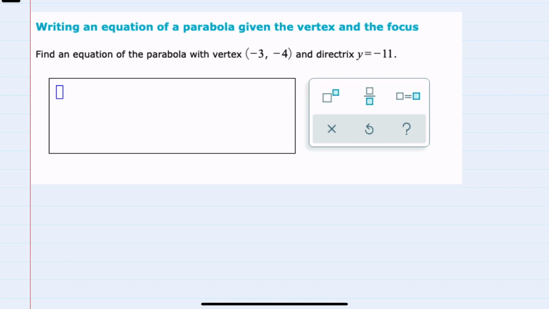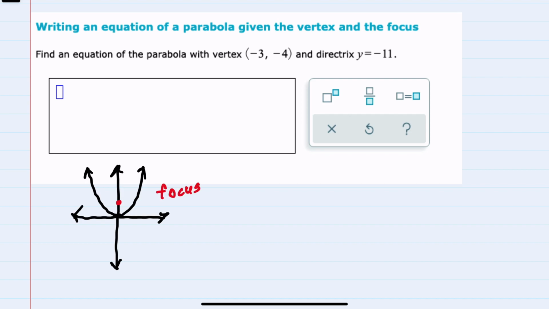In this video, I'll be helping you with the ALEKS problem type called writing an equation of a parabola given the vertex and the focus. Before we start, we should review the definition of a parabola that says a parabola is the set of all points that have the same distance between the focus and the directrix. So any point on the parabola would have an equal distance to the focus and to the directrix.